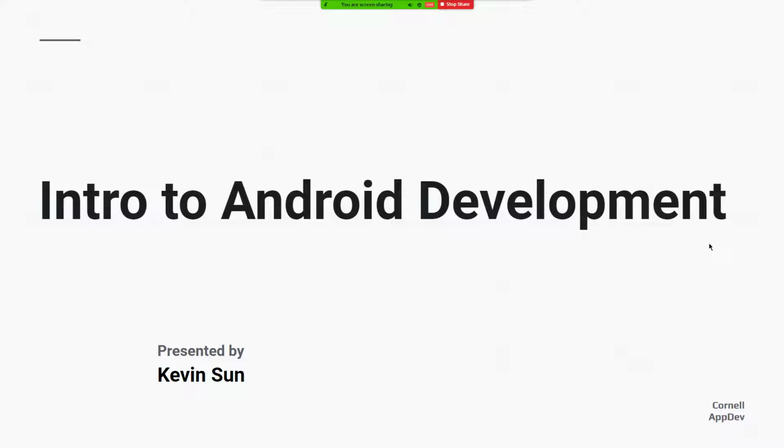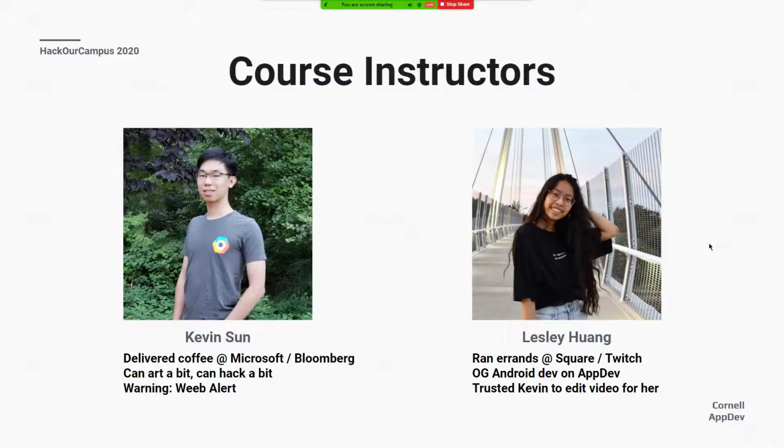So I'm Kevin. I am a junior now. Semester hasn't started, can't call myself a junior yet. Rising junior. In the School of Engineering, I do computer science. Been delivering coffee for Bloomberg and Microsoft over the past few summers. I could do a bit of art. I also enjoy the offensive side of security. And warning, Weeb alert.